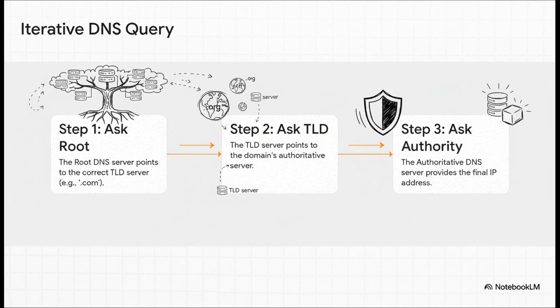Okay, step two, you ask that TLD server, and it does the same thing. It points you one step closer to the final authoritative DNS server for that domain. And finally, step three, you ask that authoritative server, and that's the one that holds the actual IP address you've been searching for. It's like a funnel, getting more and more specific.